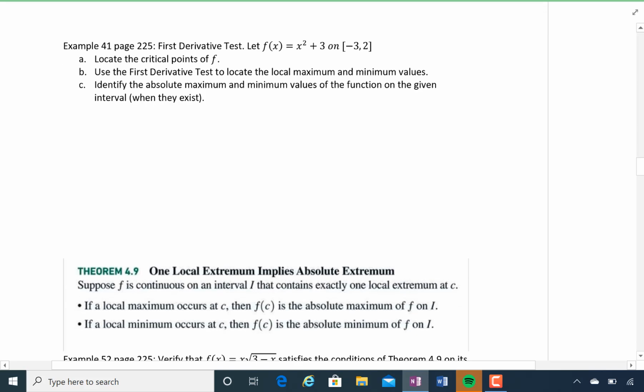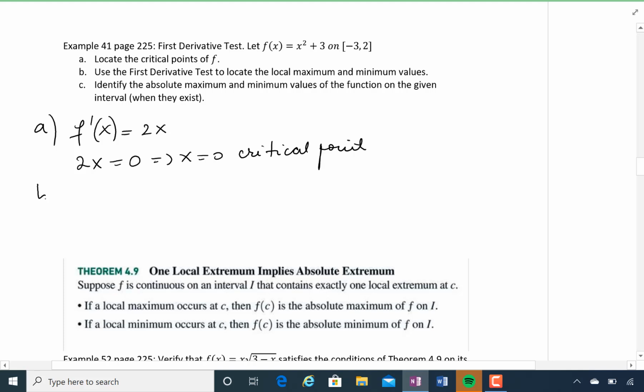So let's do this problem. First derivative test. Let f of x equals x squared plus 3, on the domain negative 3 to 2. Locate the critical points. So f prime of x equals 2x. If we set this equal to 0, we get x equals 0. So this is the critical point. Part B, it might be a local maximum or local minimum.